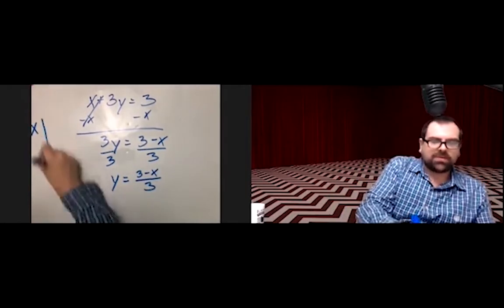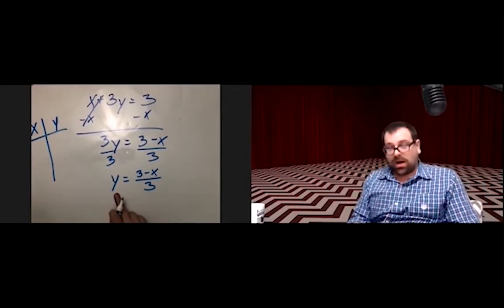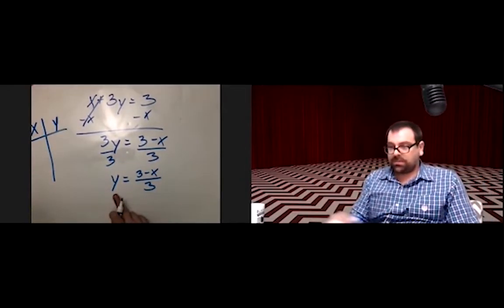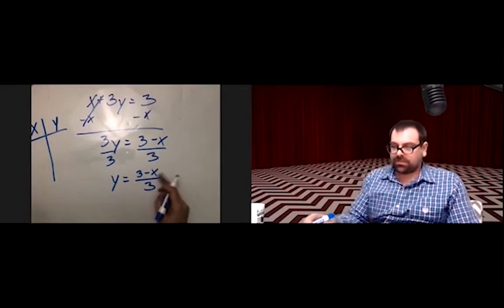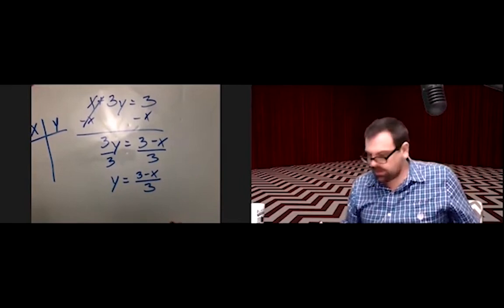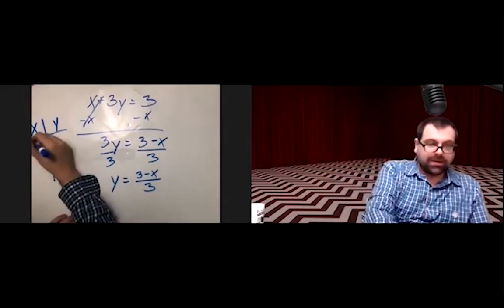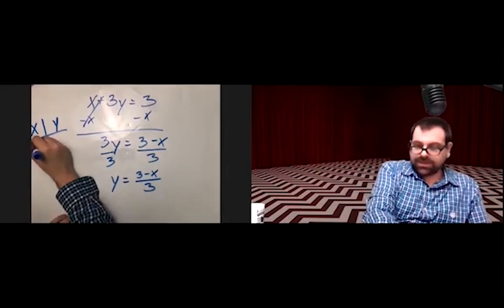So let's make our x and y table. We know how to get our y's. We're going to pick our x. We're going to plug it in. We're going to get our y. Okay. So I'm going to go ahead and pick a couple negative x's.